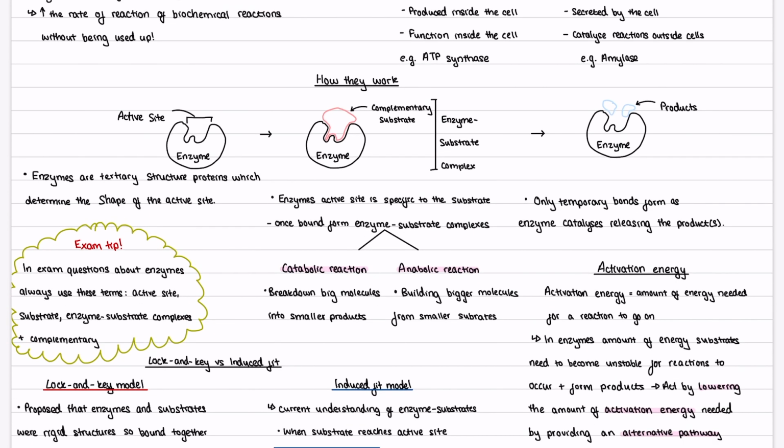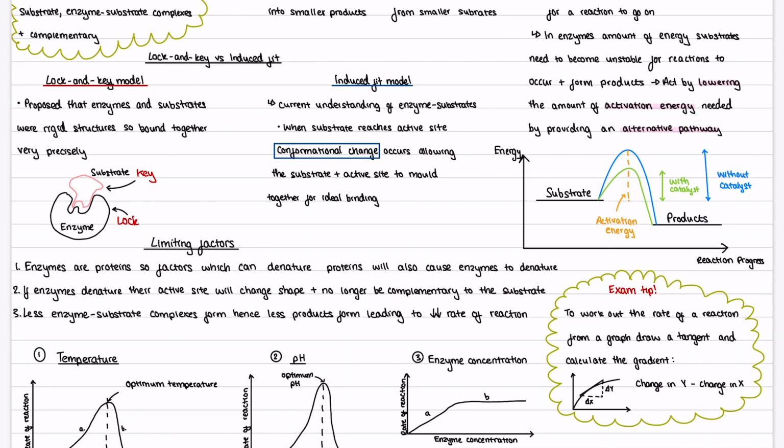There are two models that you need to be aware of for how an enzyme fits with a substrate. There is the old lock and key model and the current induced fit model. The lock and key model simply suggested the enzyme acting as the lock would fit to a specific key, which is the substrate, and suggested they were rigid structures. Although this is partially true, the induced fit model evolved to suggest when the substrate reaches the active site, conformational change occurs, allowing the active site to mold around the substrate.